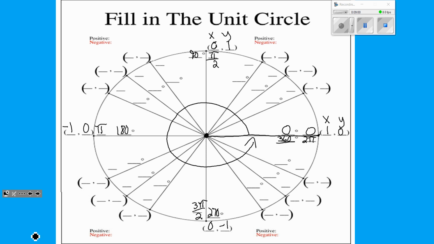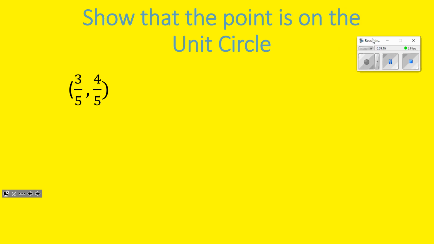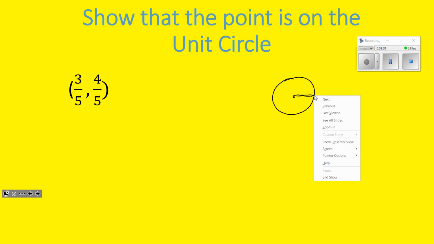All right. So what we're going to do now is we're going to prove points are on the unit circle. Okay? So I want to show that the point 3/5, 4/5 is on the unit circle. So let's just draw a circle. And I know this is 0, 0, and this is 1.